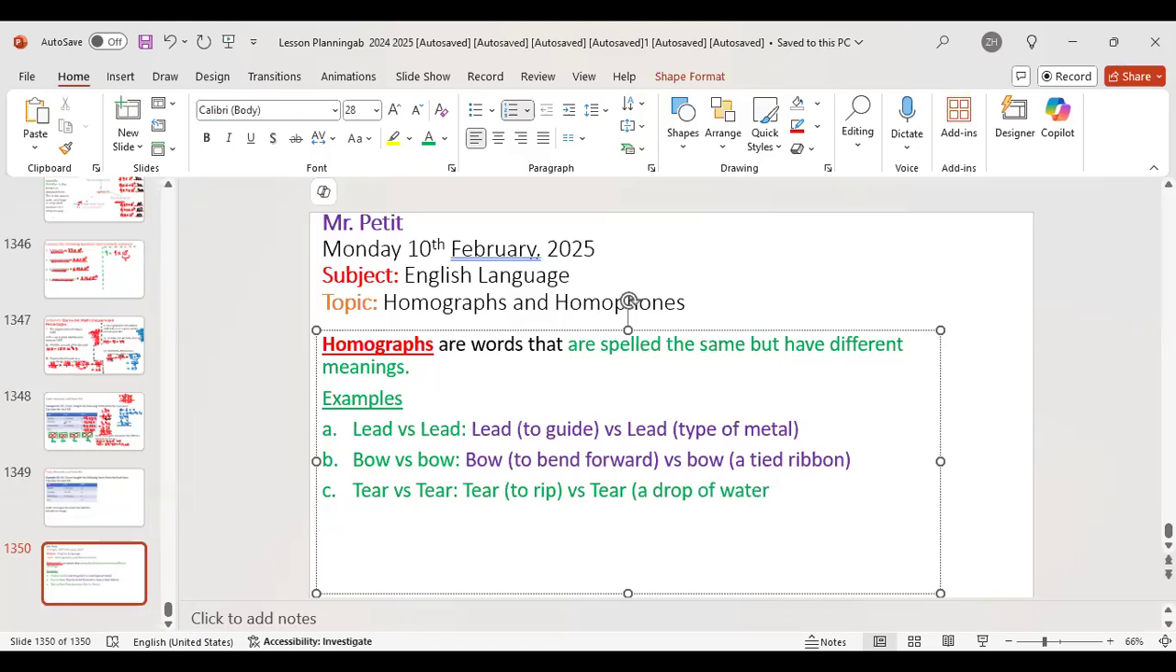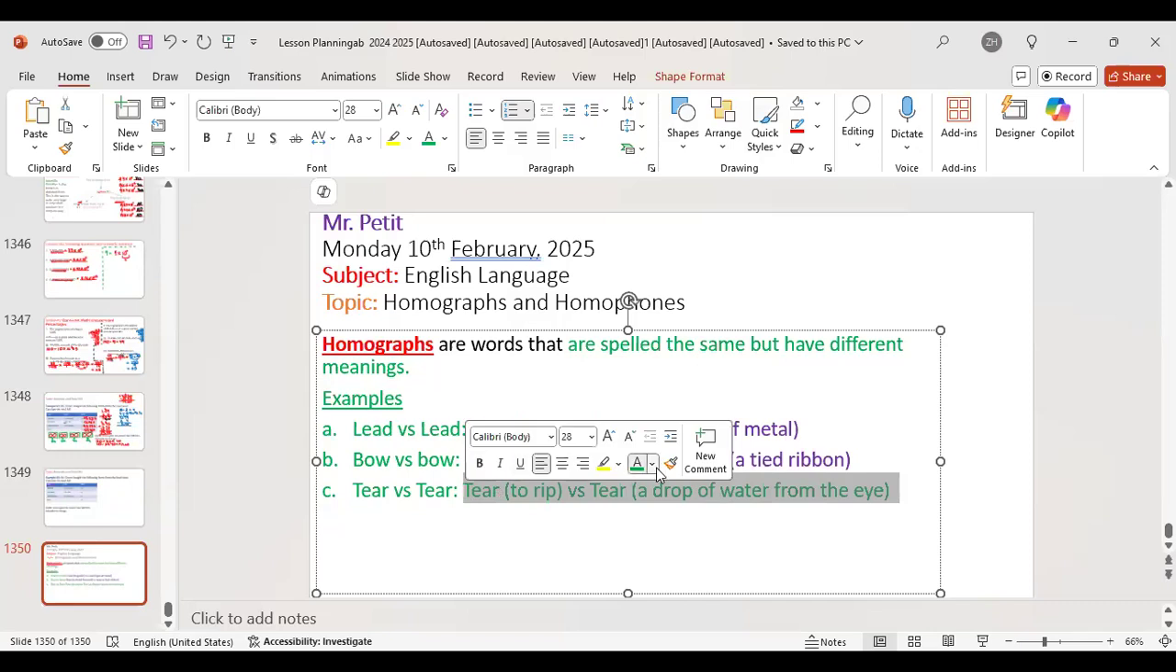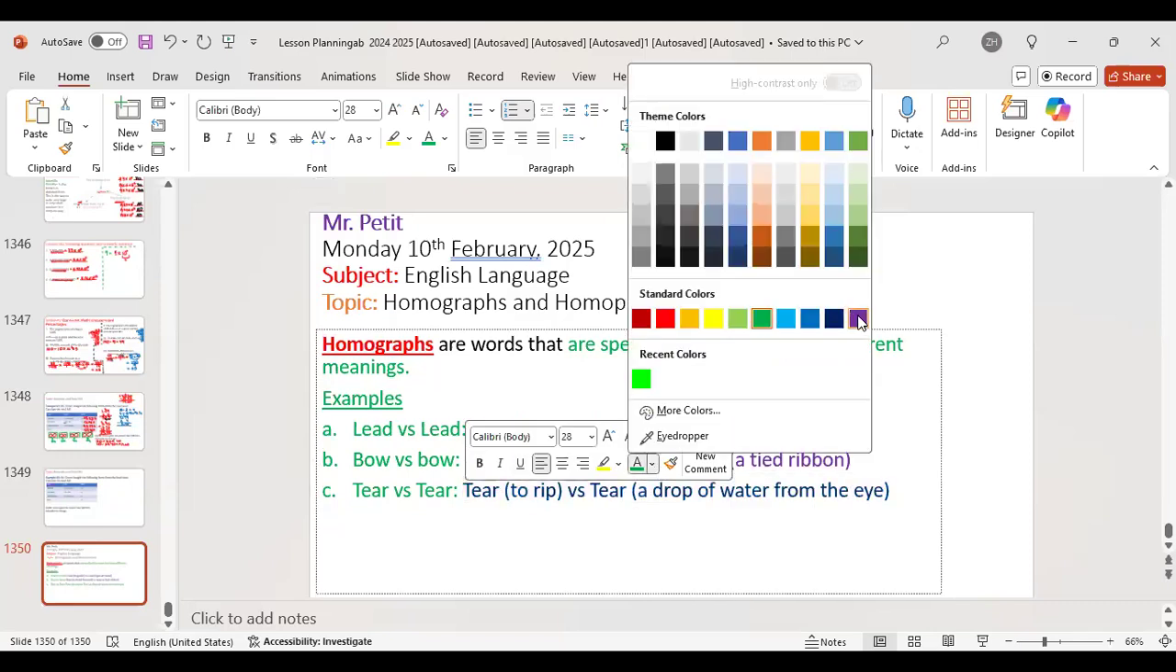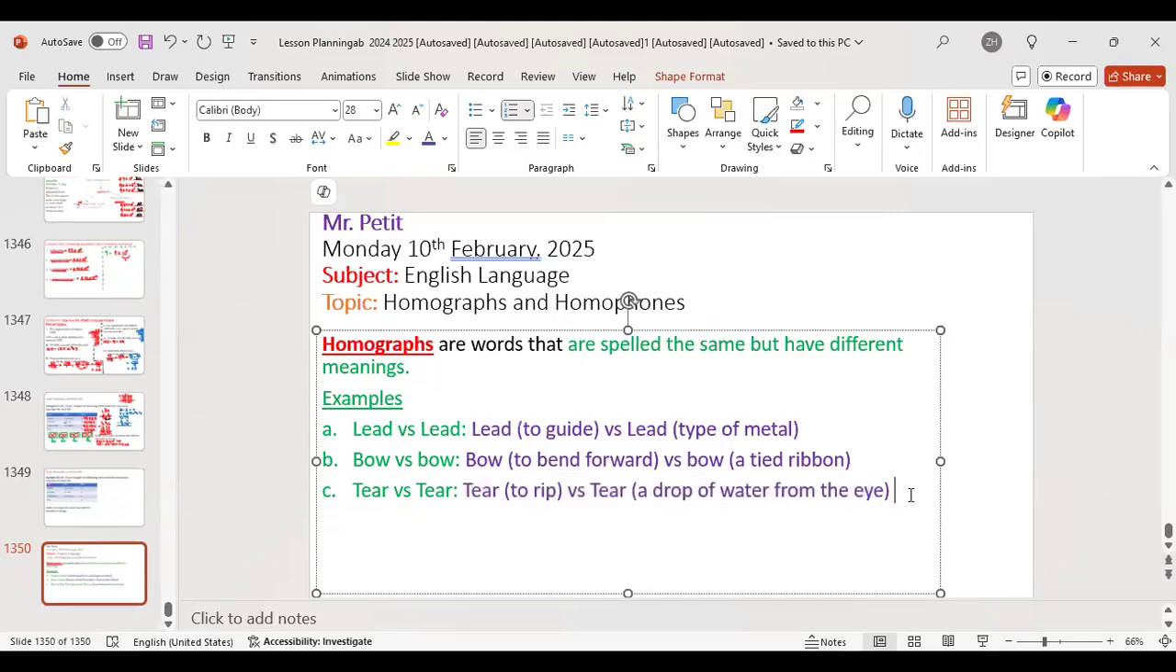Drop of water from the eye. Okay, good. Next, we have spring. Use spring, Mr. Petit. When we get the great exercise, we'll hit it up a notch.